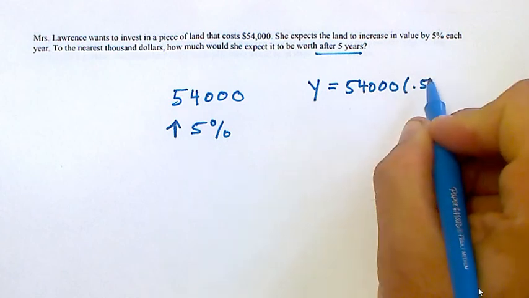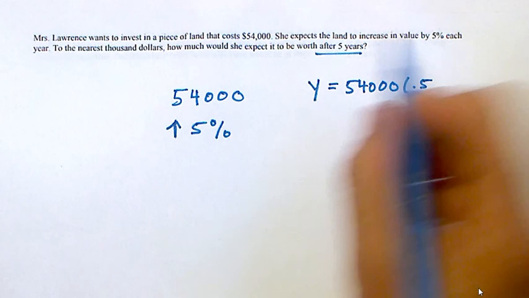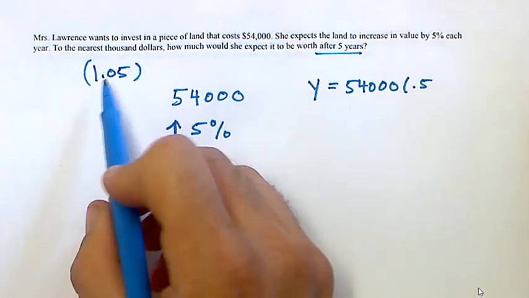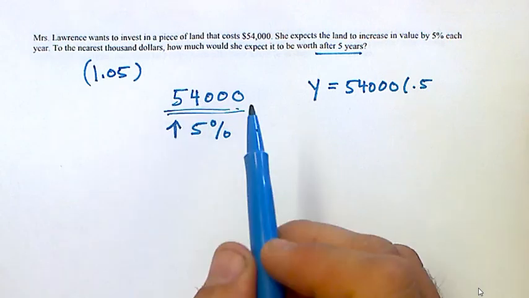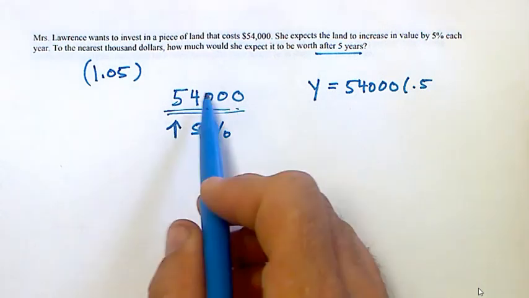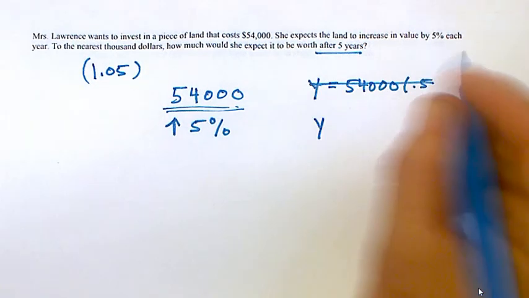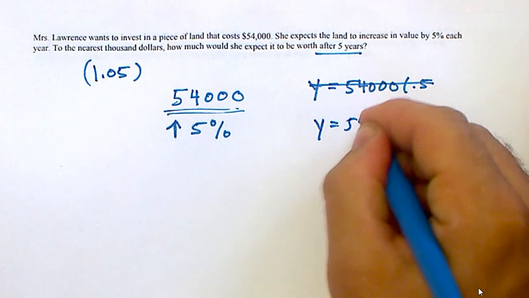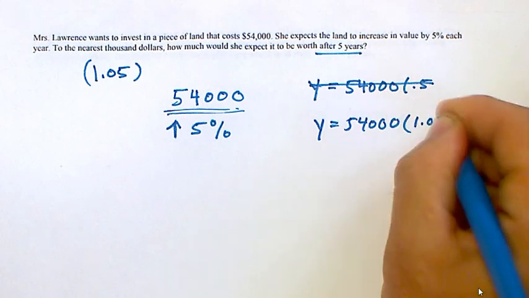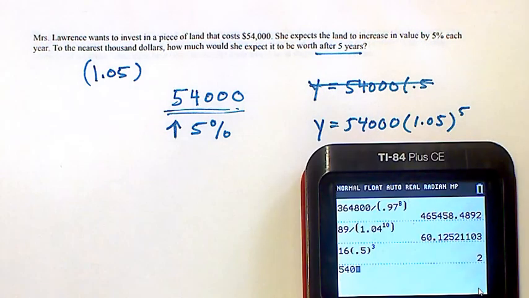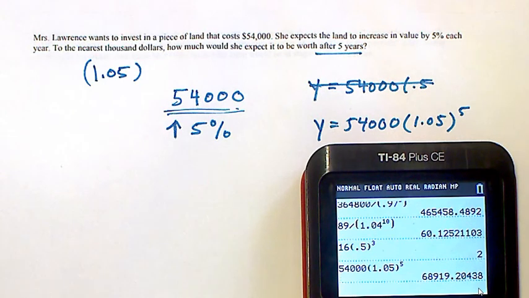Ooh, a 5% increase would actually be 1.05. You use the 1 because you want to include the 54,000, right? You're saying this and the 5% increase. So let's rewrite that as it should be, 1.05, and then that's after 5 years. Calculator sure makes this easy. Yeah, so it's about 68,000.